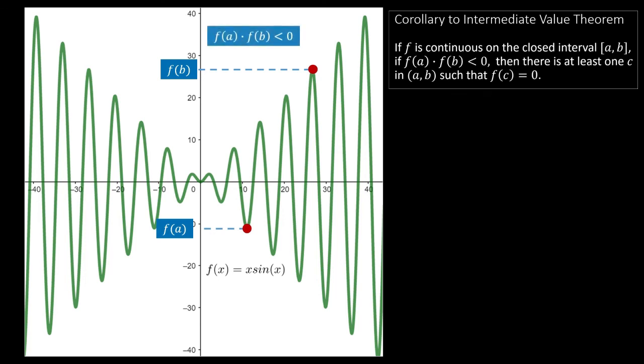Their product is negative. So the theorem is telling you there is at least one x-intercept. So when you say at least one, there could be 2, 3, 4, or even more than 4 x-intercepts. And in this graph, in the interval 10 to somewhere like 27, these are the x-intercepts.